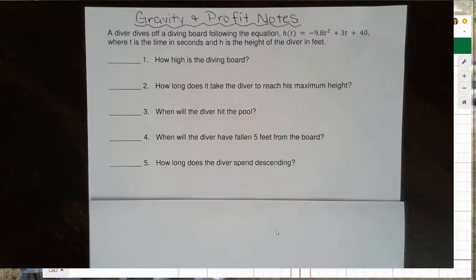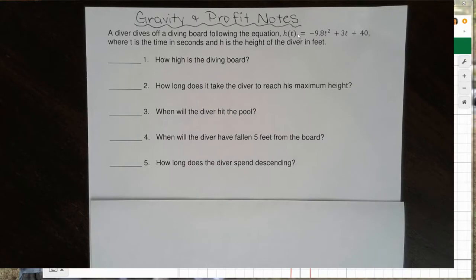So we're going to start dealing with quadratic word problems, and today we are only going to look at questions that are dealing with gravity, so things either flying in the air or falling, or questions that deal with profit. So we're going to start with this question about the diver, and the greatest thing about this part of Unit 4 is everything is calculator active, so we'll be using Desmos for this.